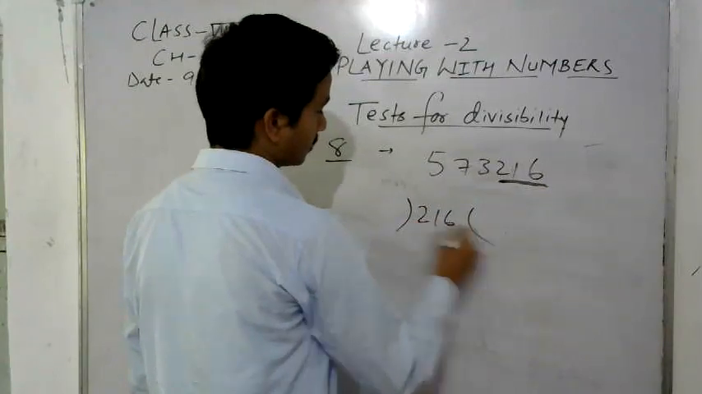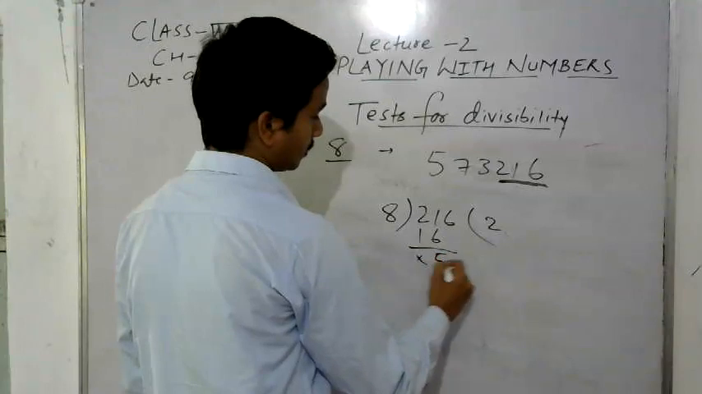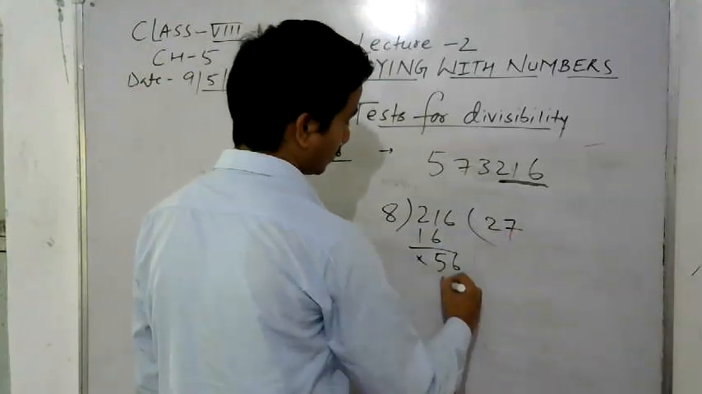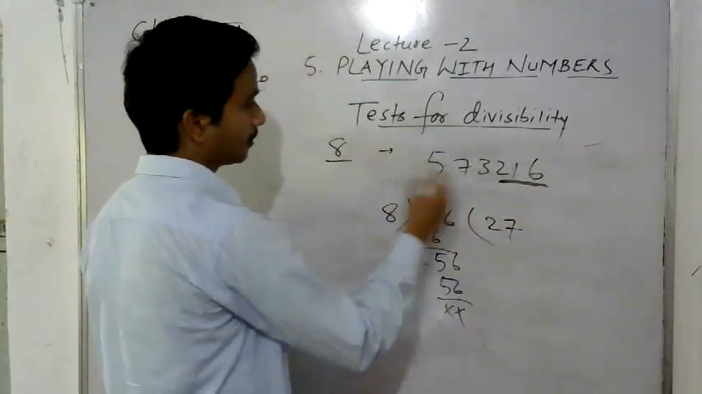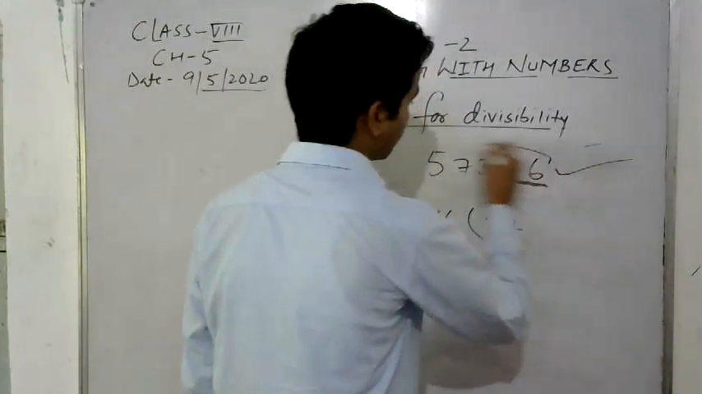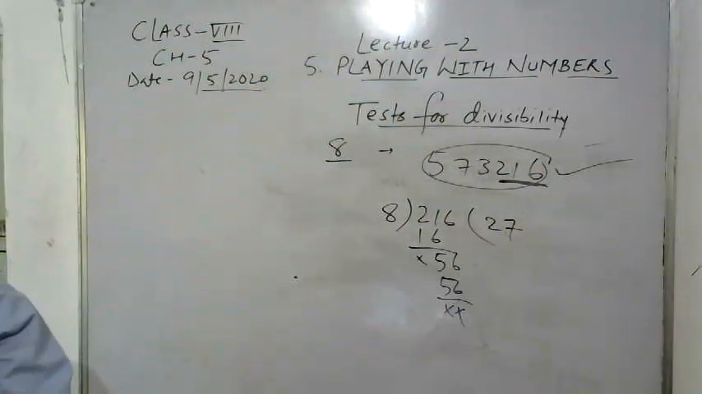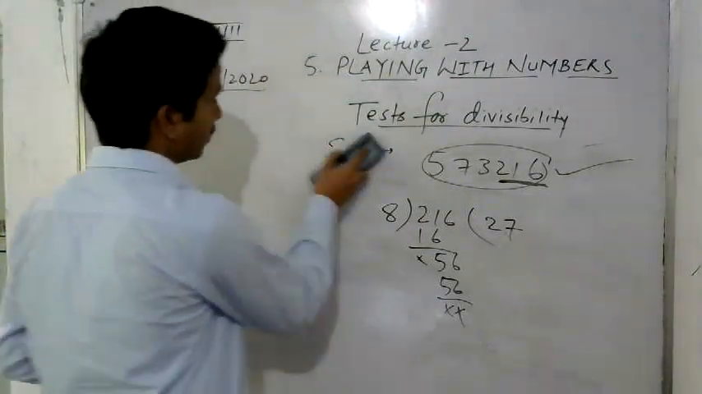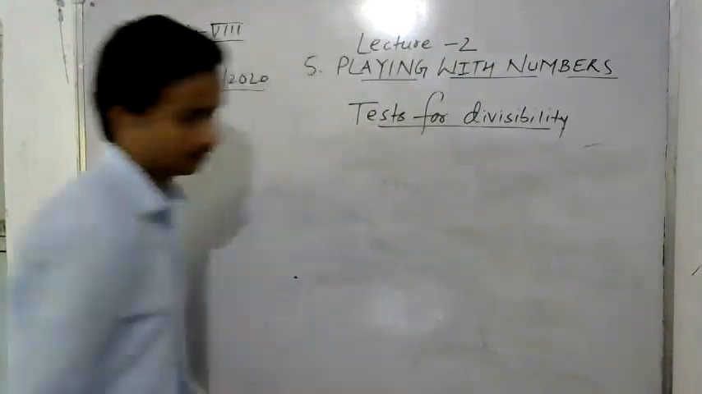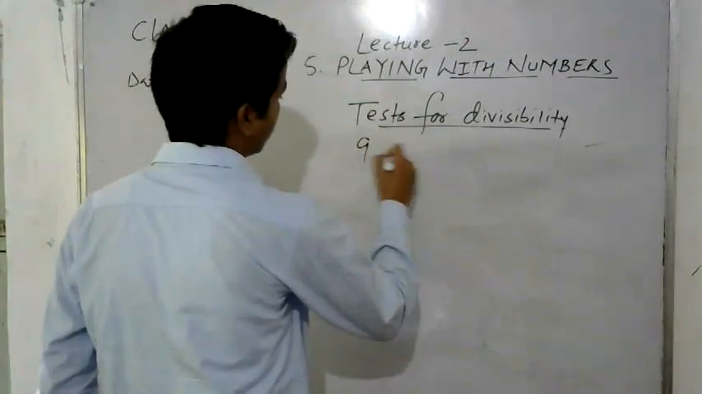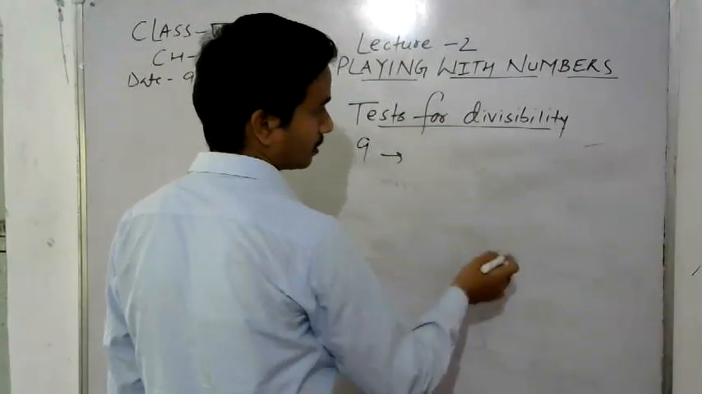Is 216 divisible by 8? 8 times 27 is 216. Yes, it is divisible by 8. So, since the last 3 digits are divisible by 8, this entire number is divisible by 8. Now, see for 9. 9 has the same rule as 3. If the sum of the digits is divisible by 9, then the entire number is divisible by 9.